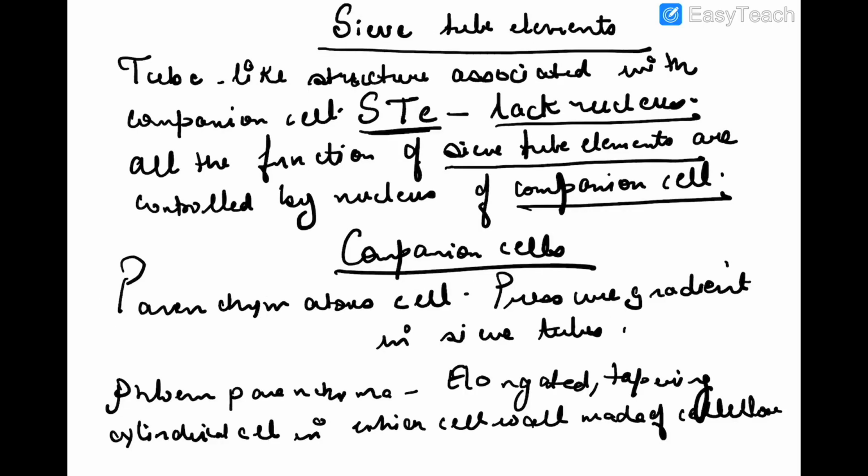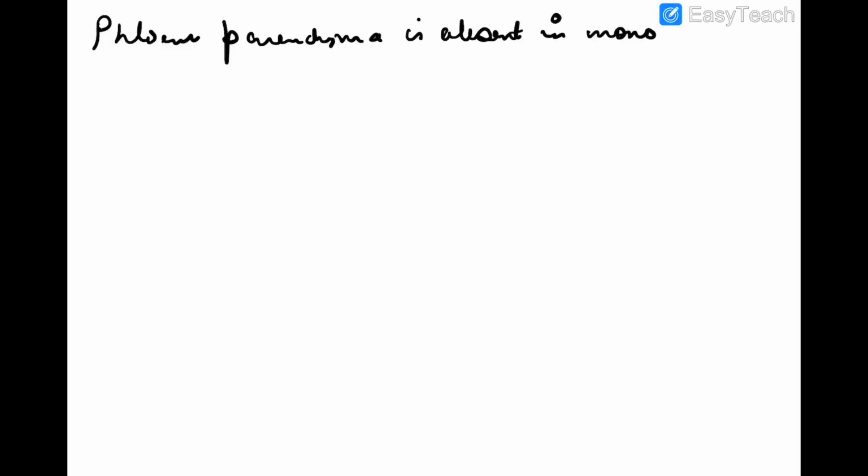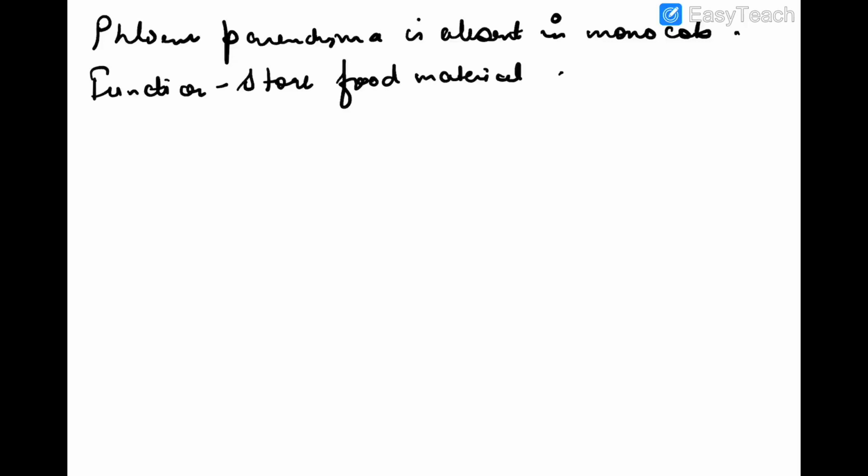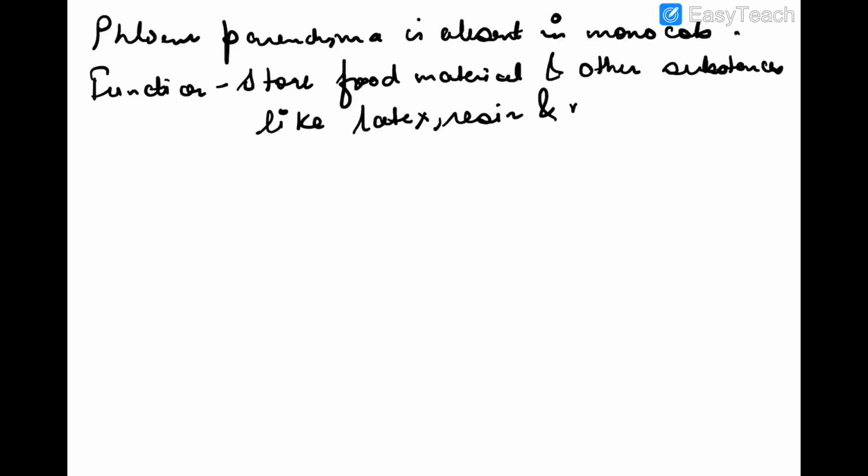Now, phloem parenchyma is elongated. It is a cylindrical cell in which the cell wall is made up of cellulose. And you should remember, phloem parenchyma is absent in monocots. The function of phloem parenchyma is to store food material and other substances like latex, resin, and mucilage.